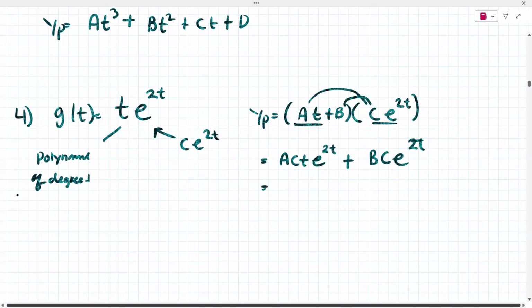And it looks like you can take out an e to the 2t. So I'm going to take that out. So I get e to the 2t times A t plus b.